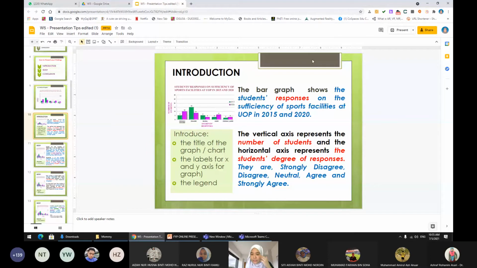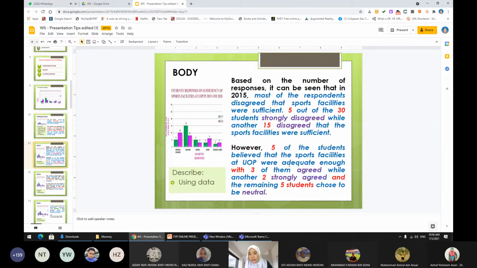So it's very important for you to highlight everything. What's the title? The title is: the bar graph shows yada yada yada. The vertical axis represents, mewakilkan, the number of students. The horizontal axis represents the students' degree of responses. They are strongly disagree, neutral, agree, and strongly agree. Moving on, then only you have the body.